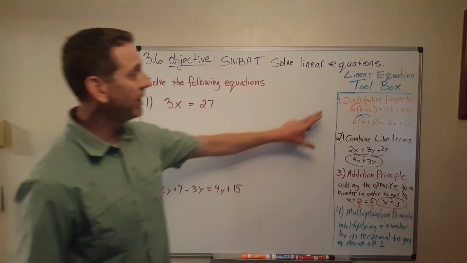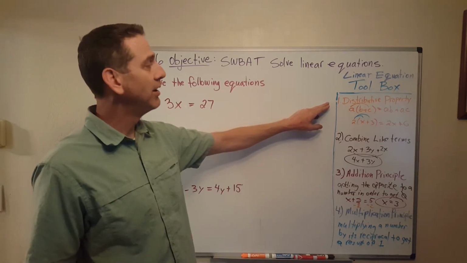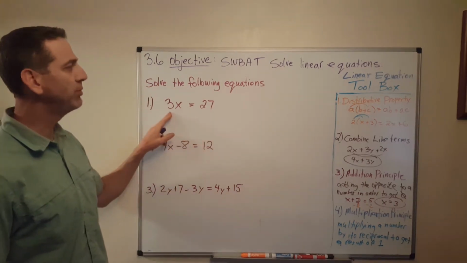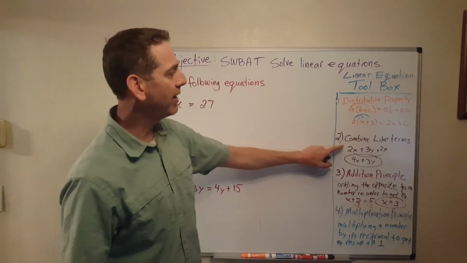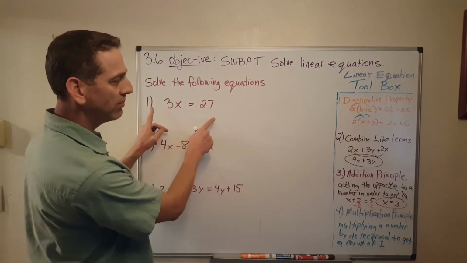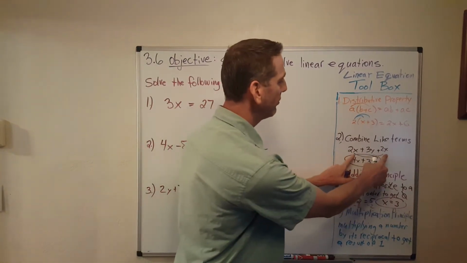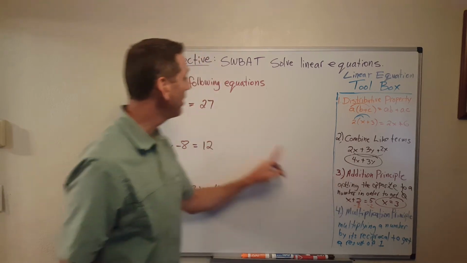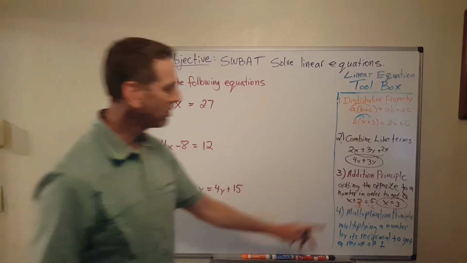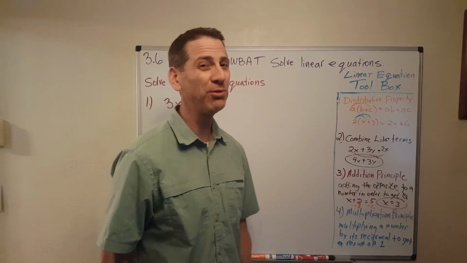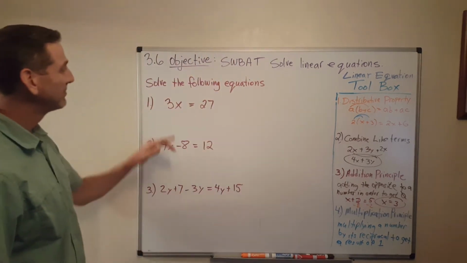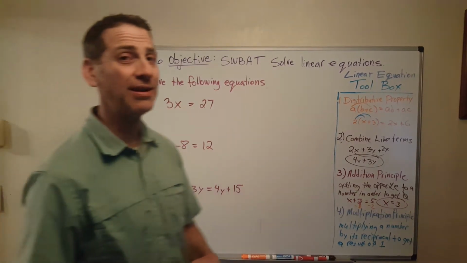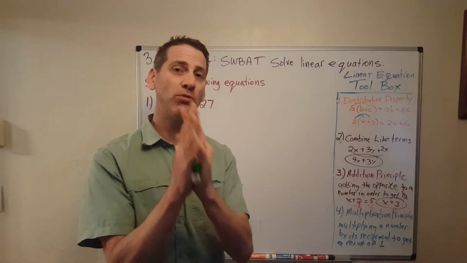So I just kind of look at my toolbox here, and I ask myself, do I have any distribution that I need to do? No distribution, right? No parentheses. Do I have like terms? No like terms. Remember, like terms are terms that are alike on the same side of the equal sign. Do I have any adding or subtracting going on up here? No. So I go to my last thing, multiplication principle. Do I have multiplication or division going on? I do. Right here, did you see that in multiplication? That's 3 times x. Anytime you got a number right next to a letter, it's a multiplication.